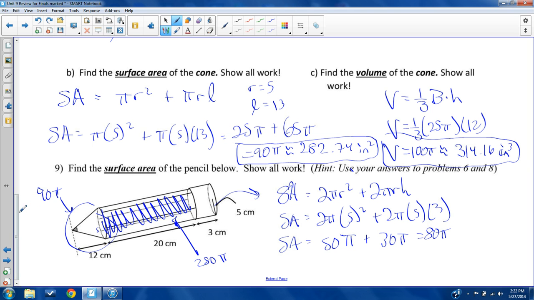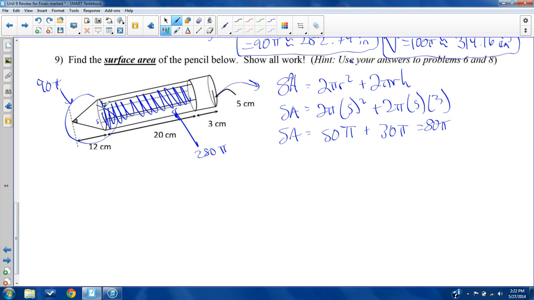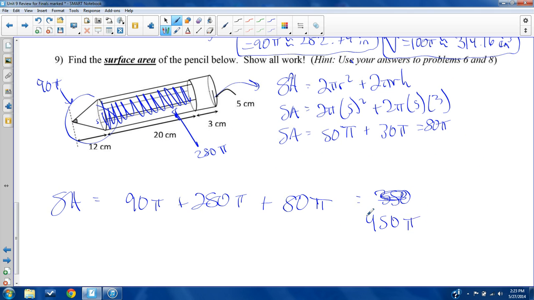So your surface area of this whole thing, now this won't be the correct answer, and I'll tell you why. But your surface area, if you add all these up, of the whole pencil is 90 pi plus 280 pi plus 80 pi, which is 350 pi, 450 pi square centimeters. Now the reason why this answer is not correct, or not yet, this is a good jump start, but we have to do 2 more things.